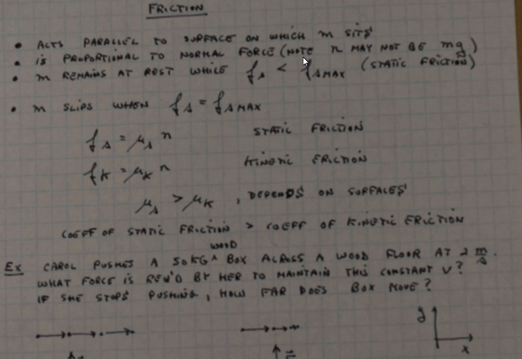And you should note that the normal force is not necessarily always equal to mg. If m is sitting on a slope, for example, theta is not equal to 0, on an inclined plane, the normal force is smaller than mg. If it's sitting on a level surface, but there is somebody pushing down on top of the object, well, then the normal force is going to be bigger than mg.